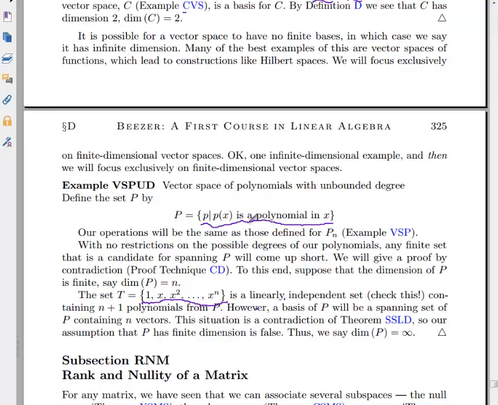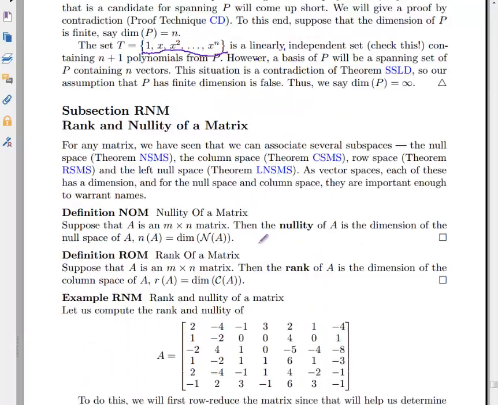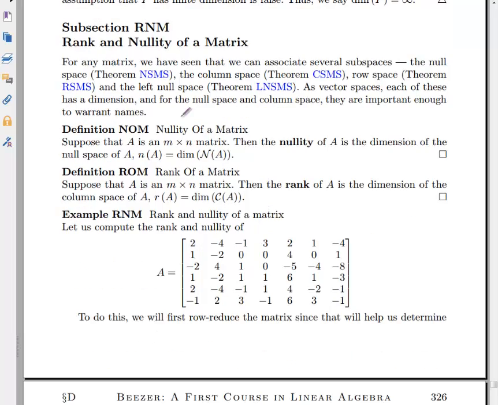I'm going to go on with the next two sections because they're short. We've talked about column space and null space, and now let's talk about dimension in those contexts. The nullity is the dimension of the null space, and the rank is the dimension of the column space. So we can simply use what we've used before to immediately find dimensions of these spaces.